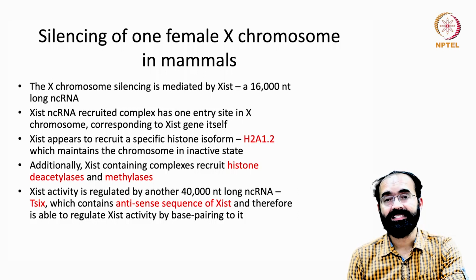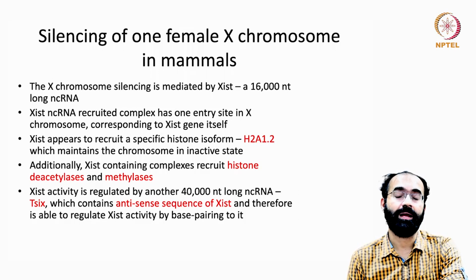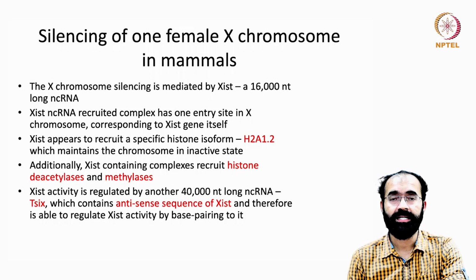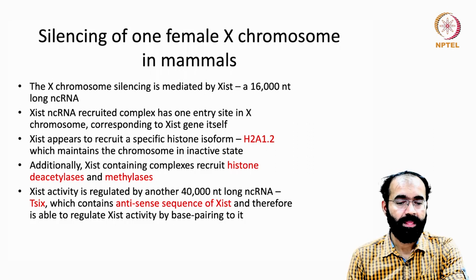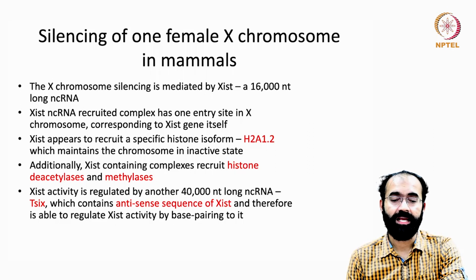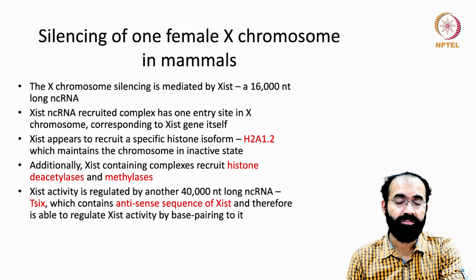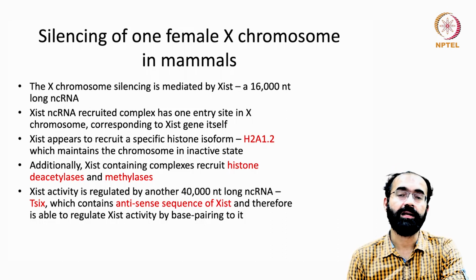Similarly, if Xist and Tsix are expressed simultaneously and equally, then there is no way you can have inactivation. So it is a question whether or not this Xist is complemented by Tsix RNA or not. So Xist activity is regulated by 40,000 nucleotide long Tsix, which contains the antisense sequence of Xist, and therefore it is able to regulate the Xist activity by base pairing to it. So now you have another round of regulation.